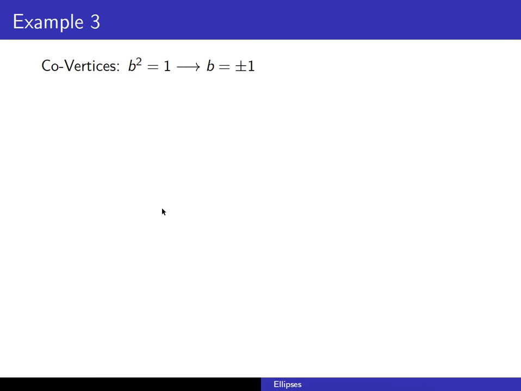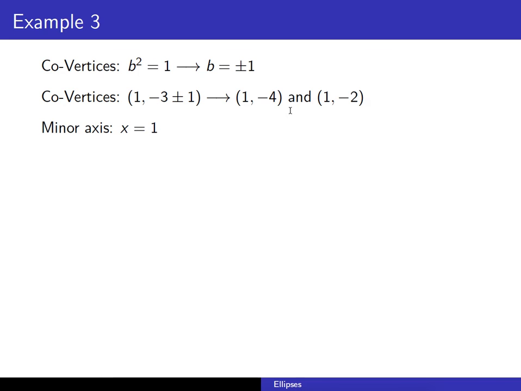Our covertices: the smaller denominator was 1, so b squared is 1, which means b equals plus or minus 1. So we're going to add and subtract 1 from the y-coordinate of our center, so negative 3 plus or minus that 1 will give us covertices of (1, negative 4) and (1, negative 2). And our minor axis is going to be x equals 1.